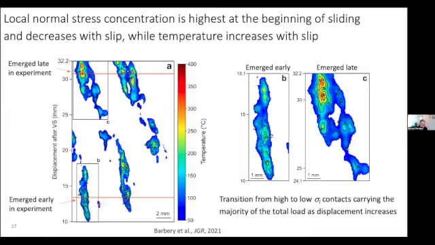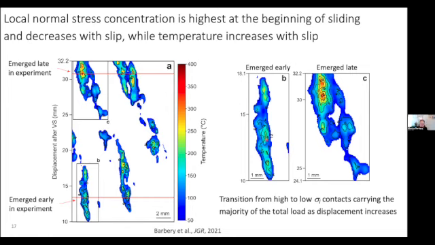But the first thing that I want to say, so here, these points again emerged early in the experiment, whereas regions up here, these contacts emerged much later in our experiment. So they experienced almost 30 millimeters of slip. These early contacts only experienced 10 or 15 millimeters of slip. If we zoom in at those contoured contacts, what we see is that those early contacts, even though they have lower temperature, the local stress concentrations are much higher.